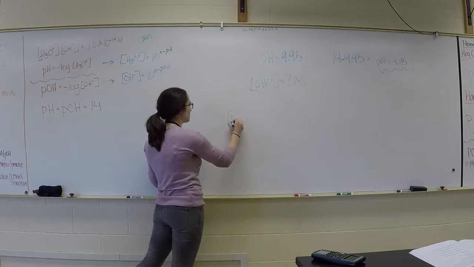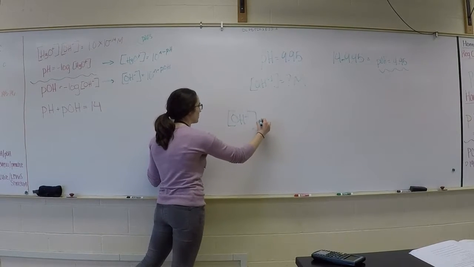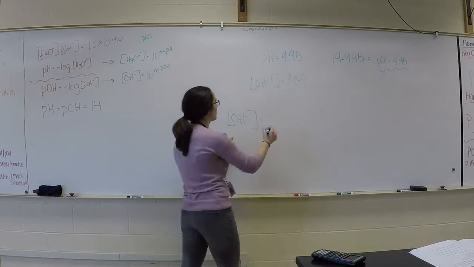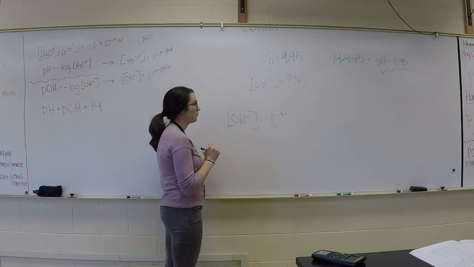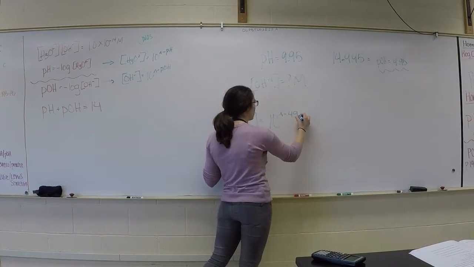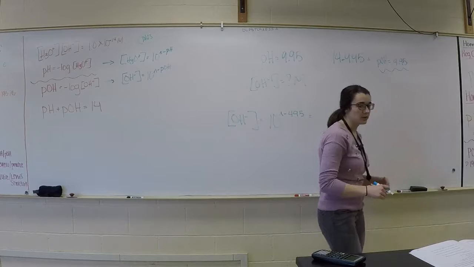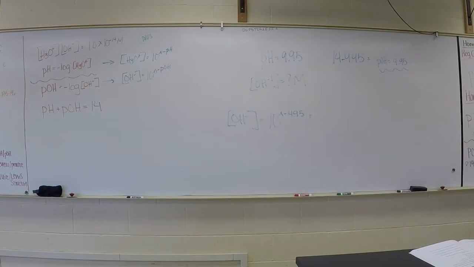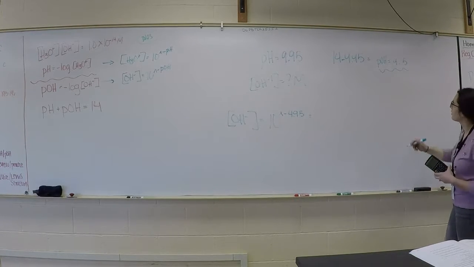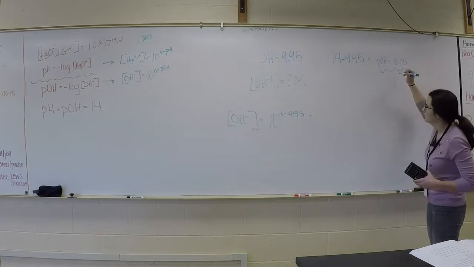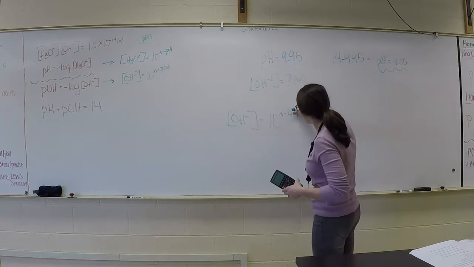So, hydroxide equals antilog of the negative what? 4.05. All right, solve. Oh, it is 4.05. 14 minus 9.95 is 4.05. Maybe I heard someone wrong? I don't know.